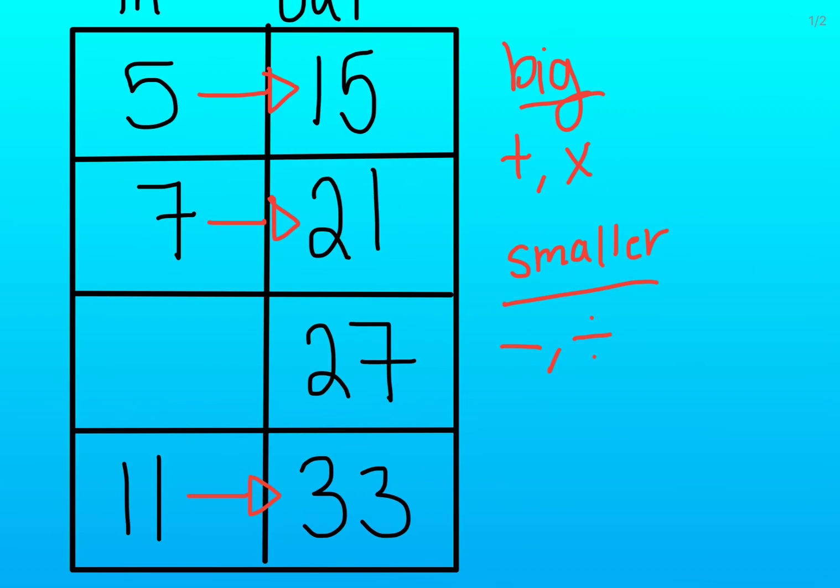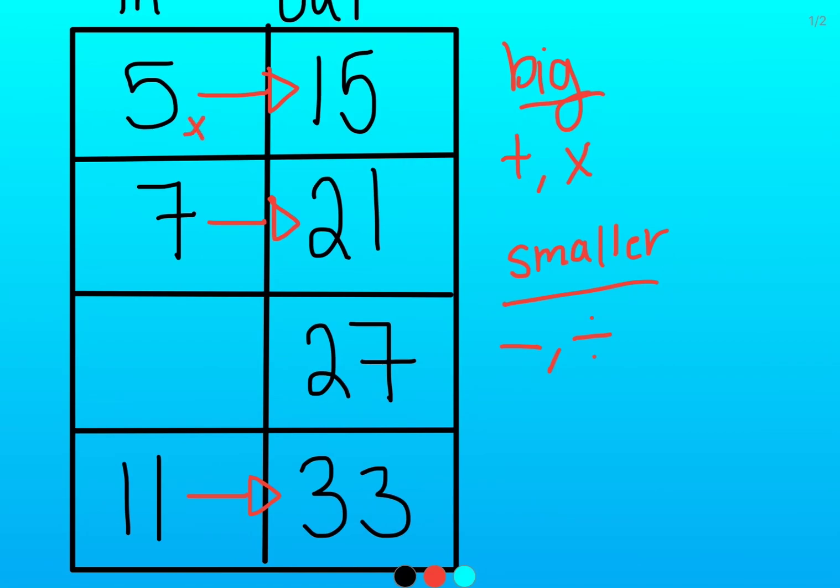That's always a great place to start. So I'm going to start with addition. 5 plus what gives me 15? 5 plus 10. So let's see if our plus 10 rule works for everything. 7 plus 10 is not 21. Addition does not work, or at least not addition by itself. So let's see, is there anything I can multiply by?